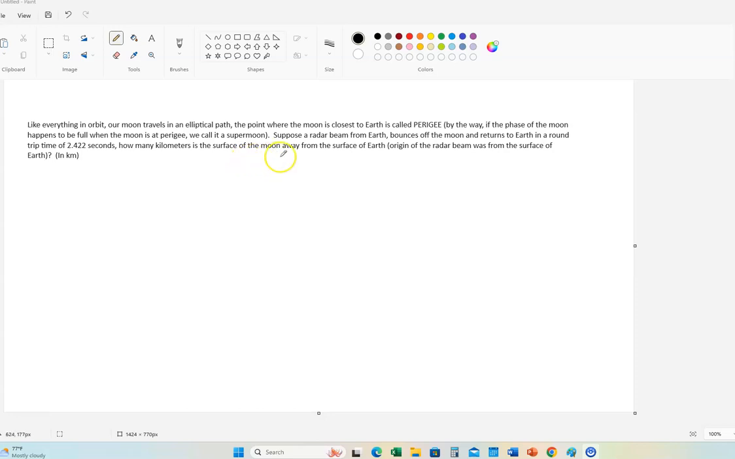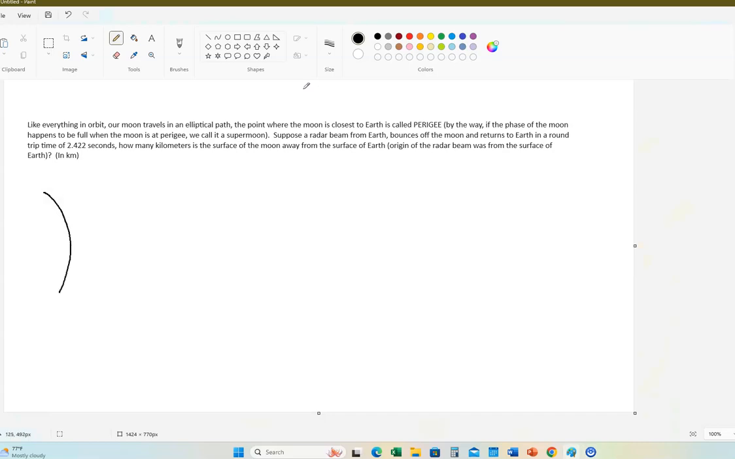It's really not noticeable. Anyhow, suppose a radar beam from the surface of Earth bounces off the moon and returns in a round trip time, that's the key there, of 2.422 seconds. How many kilometers is the surface of the moon away from the surface of the Earth? In other words, when you send up the radar beam.